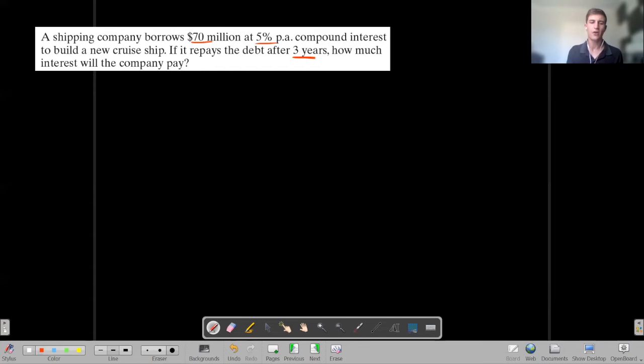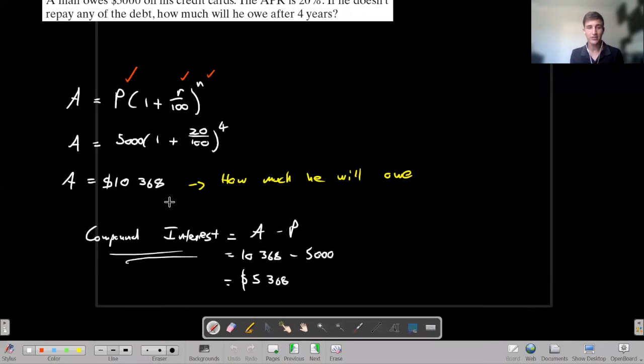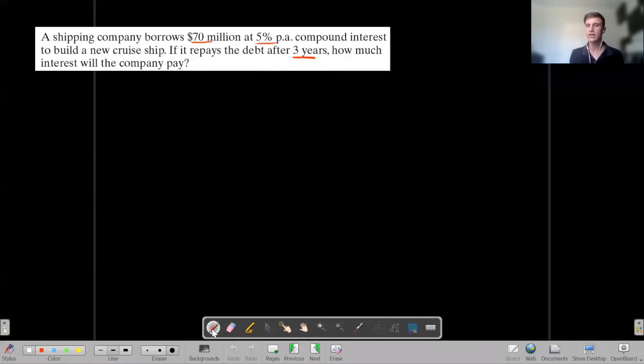So how are we going to do this? We need to find that compound interest. This is not like the previous question where we were required to calculate the total amount. We now actually have to calculate this compound interest. So that's exactly what we're going to do. We're going to calculate the final amount that this company actually owes, and then we're going to subtract my principal amount to find the interest. So let's go through the process.